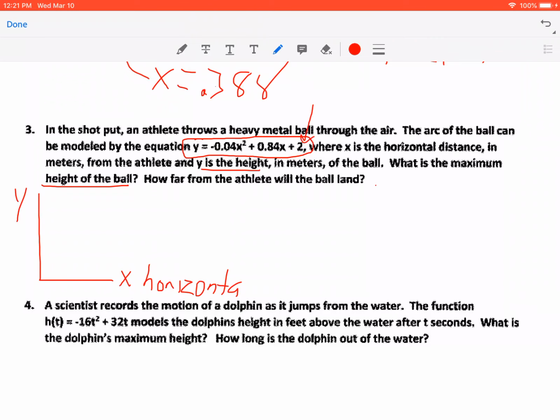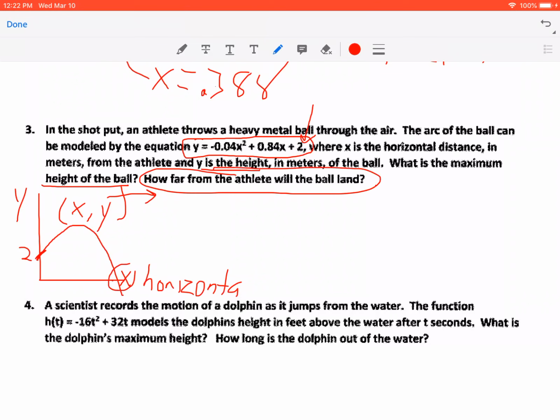I see the y-intercept is 2. So this person actually releases it, looks to me like 2 meters off the ground. So then it goes up in the air, hits a high point, and then it comes back down. This time we're trying to find the maximum height of the ball. That's the y-coordinate. How far from the athlete will the ball land? We're actually finding this spot right here because x is horizontal distance.